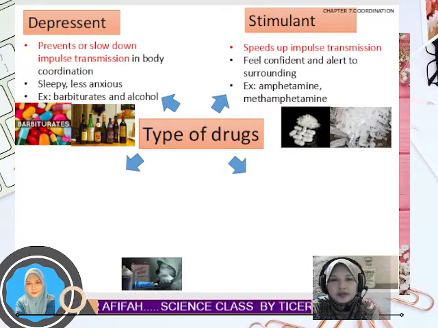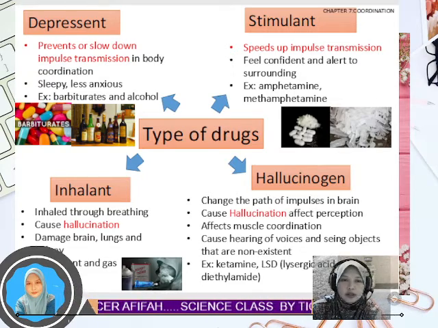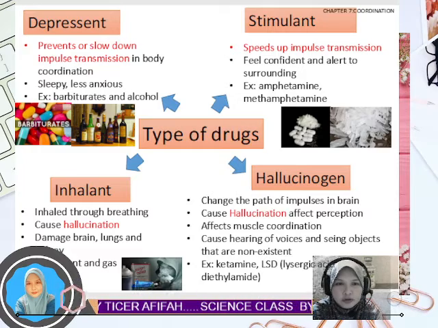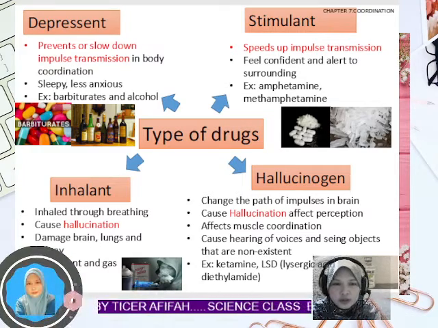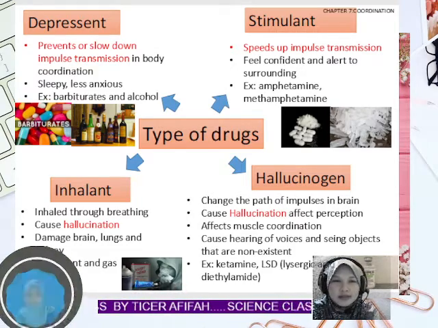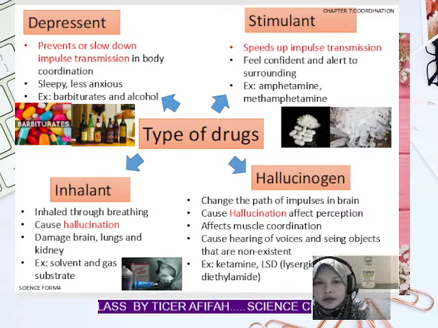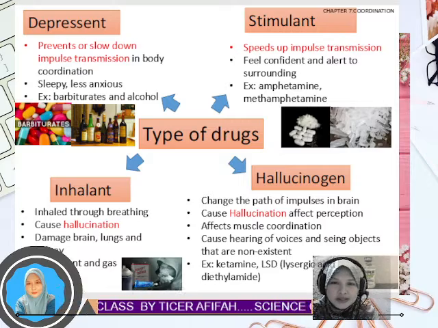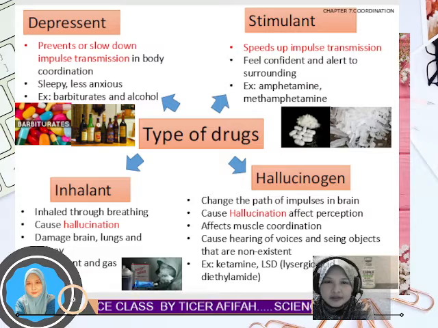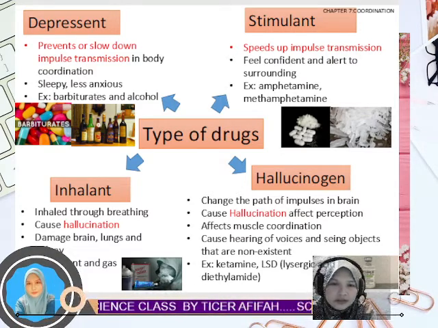We have four types of drugs: depressant, stimulant, inhalant, and hallucinogen. A depressant prevents or slows down impulse transmission in body coordination. The person will become sleepy and less anxious. Examples of drugs are barbiturates and alcohol. A stimulant will speed up impulse transmission. You will feel confident and alert to the surroundings. For example, amphetamine and methamphetamine.